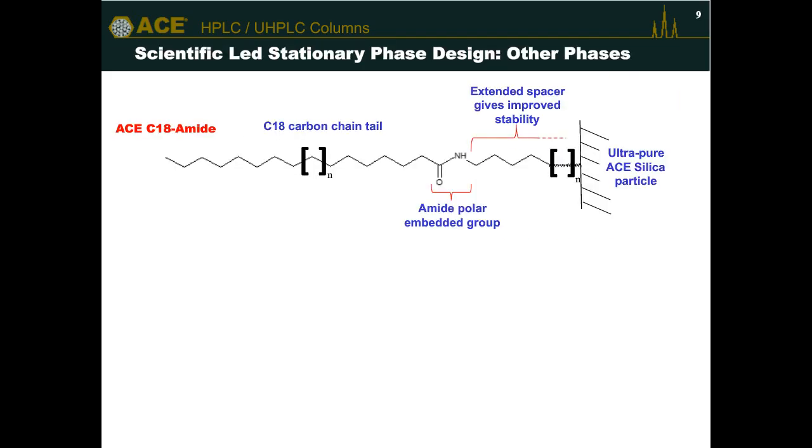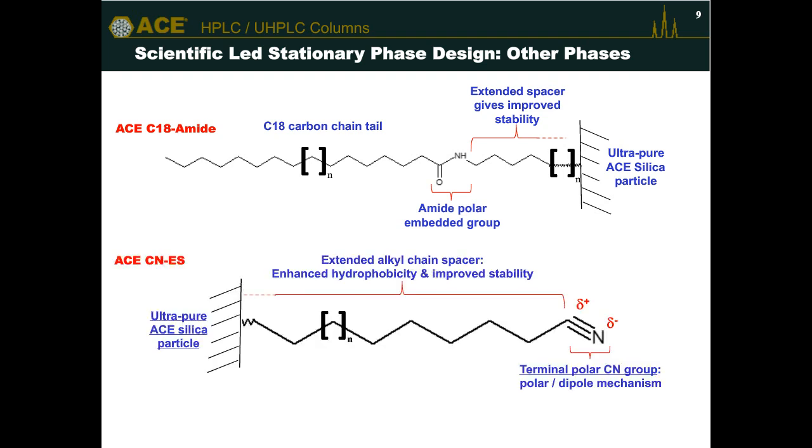Now there's other types of stationary phase that we've designed as well. For instance, here we have a polar embedded phase, which many different vendors offer. But we can see here that between the polar embedded group, the embedded amide, and the silica particle, we have an extended alkyl chain spacer. So this gives us more stability to the stationary phase. And then we also have a stable cyano chemistry too. And you can see here again an extended alkyl chain spacer, which reduces the hydrolytic instability of this type of phase. But we still get the mechanisms of interaction of that terminal nitrile.